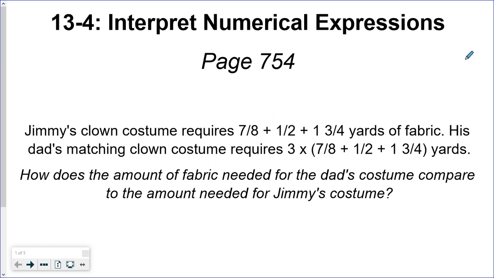So I believe on the top of page 754, there's a problem about clown costumes. I wrote it here on the lesson. It says Jimmy's clown costume requires this much fabric. There's 7/8 yards fabric plus 1/2 yard plus 1 3/4 yards of fabric. That's how much fabric Jimmy's clown costume is going to take to make. His dad is also going to have a clown costume, but his requires this much. We're going to take 3 times the 7/8 plus the 1/2 plus the 1 3/4 yards.